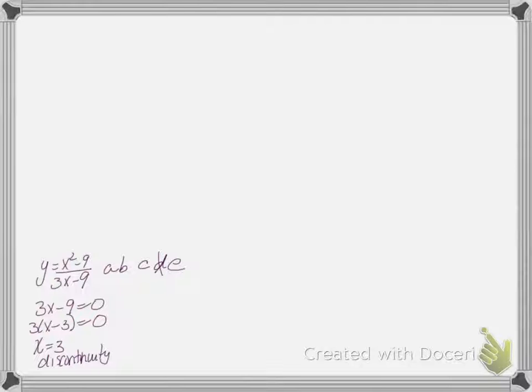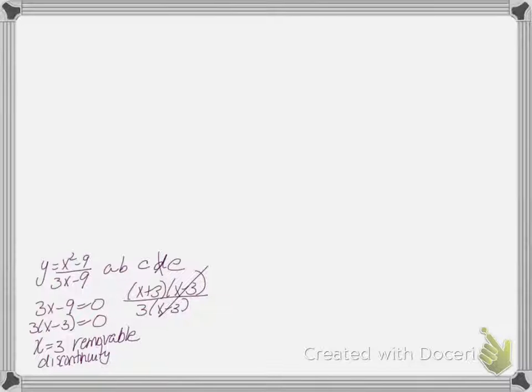Now you have to find out if that is an essential discontinuity or if it's a removable discontinuity. So we're going to factor the numerator. We get this. And we already know that the denominator factors to this. And I can cancel that. So that means that at x equals 3, it's actually a removable discontinuity because I just removed it.